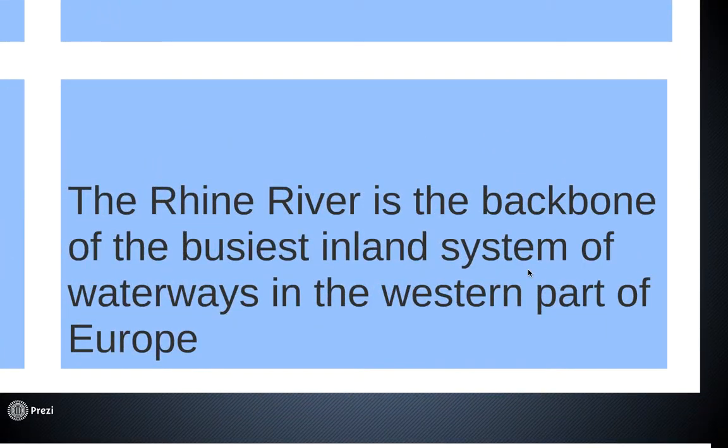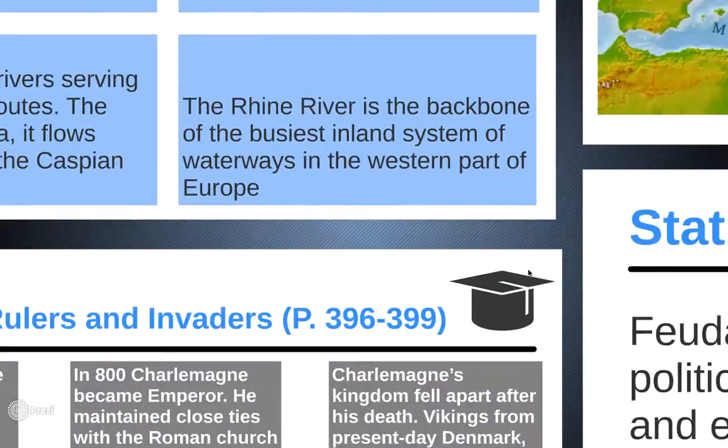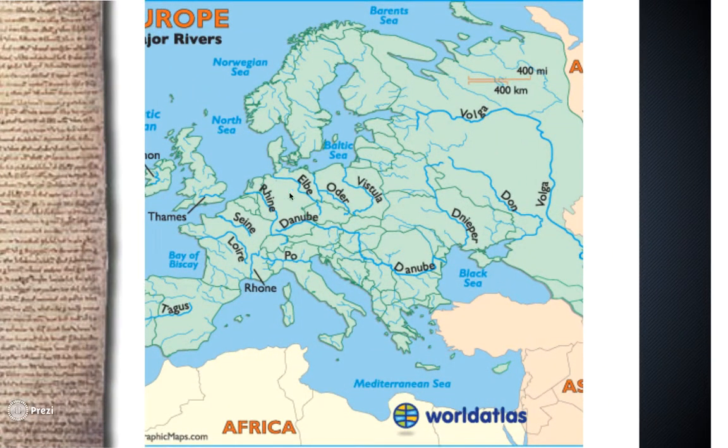And then the Rhine River is the third river we're going to talk about, and this is the backbone, and it's the busiest water system in Europe. And so if you look at this river right here, you're going to see it right up here. So it's really busy, a lot of traffic on this river, a lot of goods being transported.